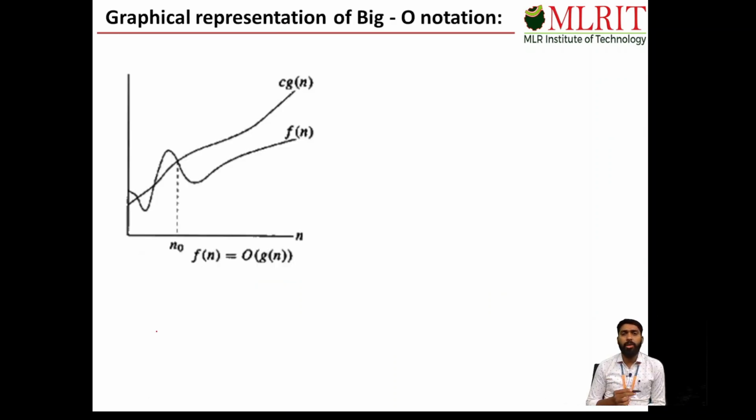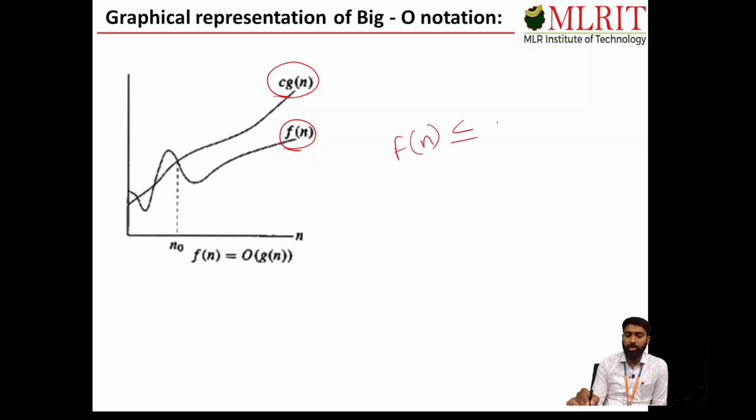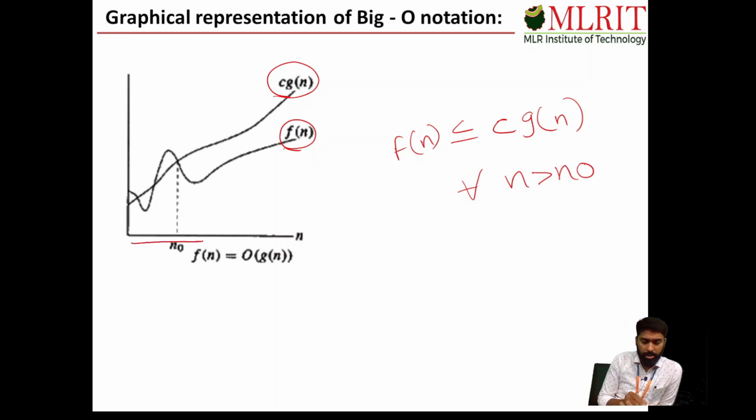This is the graphical representation of big O notation. Here f of n and g of n are the two functions, and f of n is less than or equal to c into g of n for all n greater than n naught. This is the n axis. If you observe, this is f of n, and this is c into g of n. Here f of n is less than c into g of n from a point, and this point is n naught.